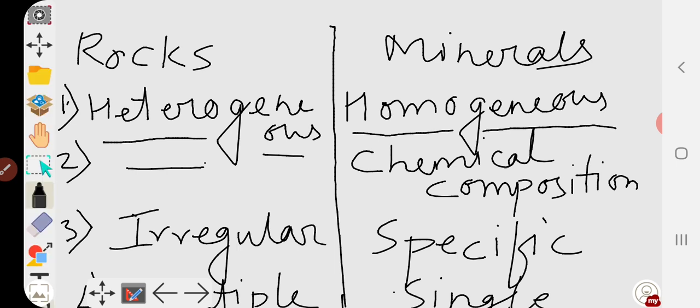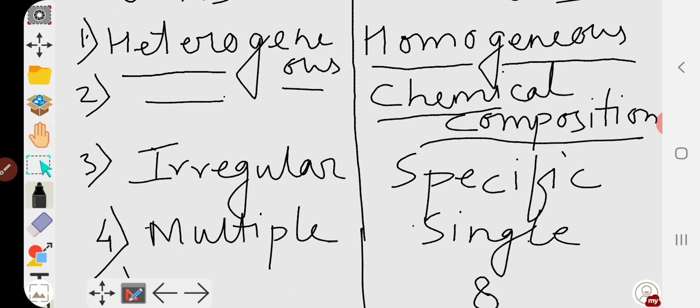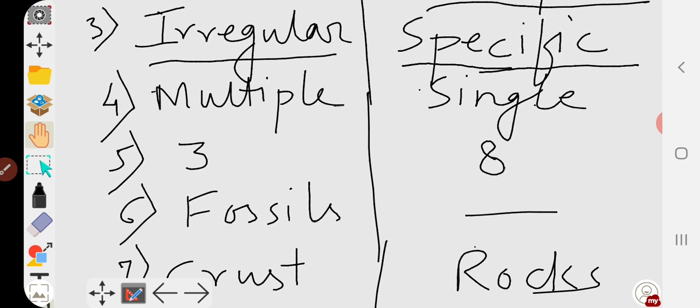Now next, rocks do not have a definite chemical composition. Why? Because they are heterogeneous. But mineral, as it is homogeneous, has a definite chemical composition. Now the structure of the rock, we cannot get a specific structure, so it is irregular, but in a mineral we have a regular structure. Maybe the structure can be cuboid, prismatic, hexagonal, whatever the structure, but it is a specific type.